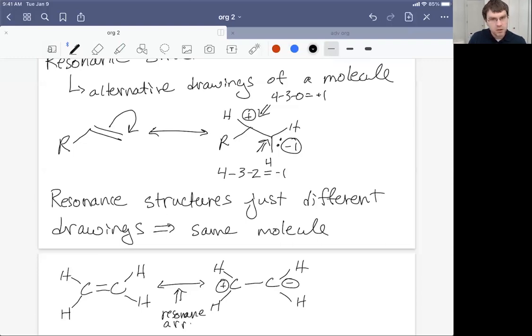And that's trying to communicate to you, the audience, that these are the same structures. And if they're the same structures, I need to be mindful of that. This isn't a different structure. I haven't made anything new. I'm just drawing something different. The true structure of ethene is some combination of these two structures I have written on the paper or on the screen.